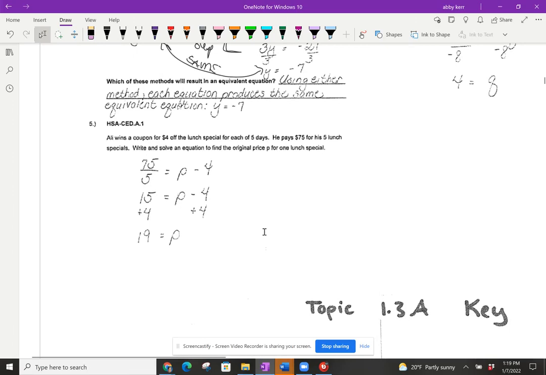All right, so for number 5, want to be careful. We're talking about a coupon. A coupon means $4 off, so it's -4 each lunch special for 5 days. So that's how many lunches he bought. So that's the number that goes outside the parentheses.